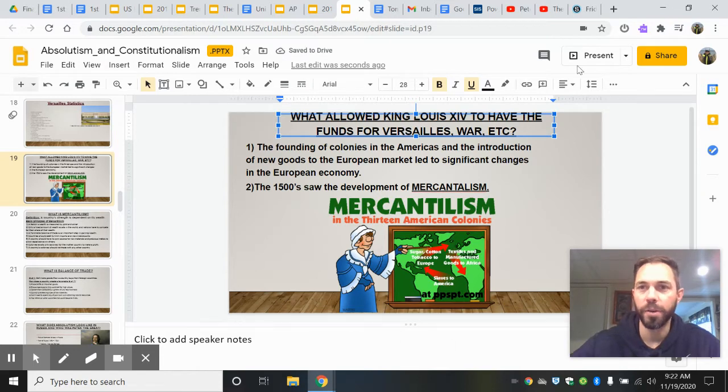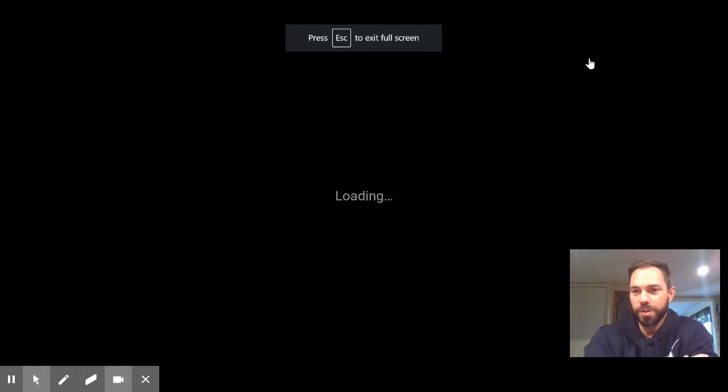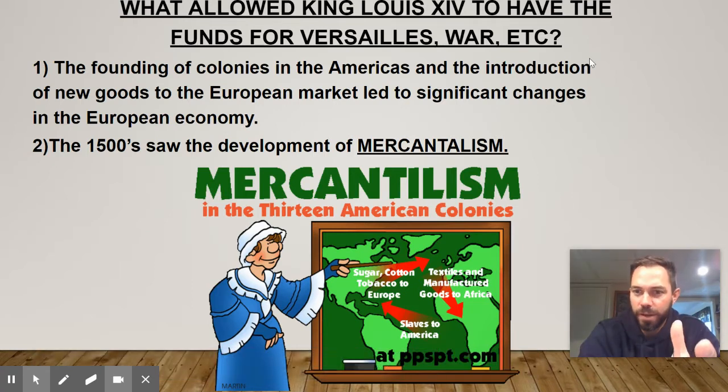Let's go with that. Okay, so if you're King Louis or Peter the Great, as we'll talk about in the next one, you need to fund a lot of these things that you're doing, right? When you increase the size of government, obviously the funding has to increase as well. So, really, what allowed for King Louis and these other absolutists to kind of fund things like Versailles and war and all these other things they're doing?